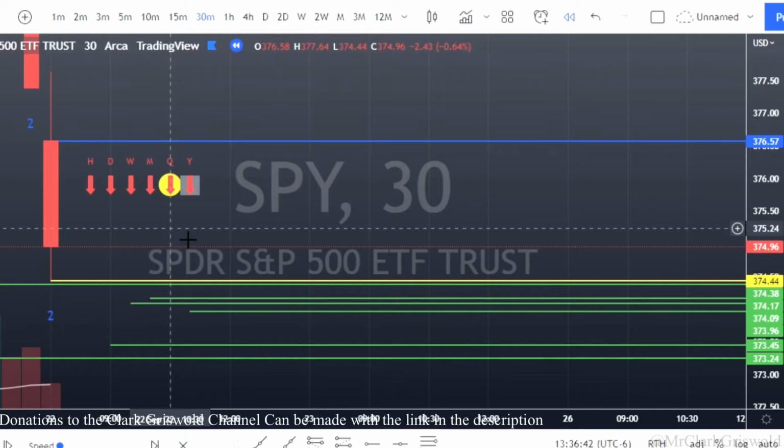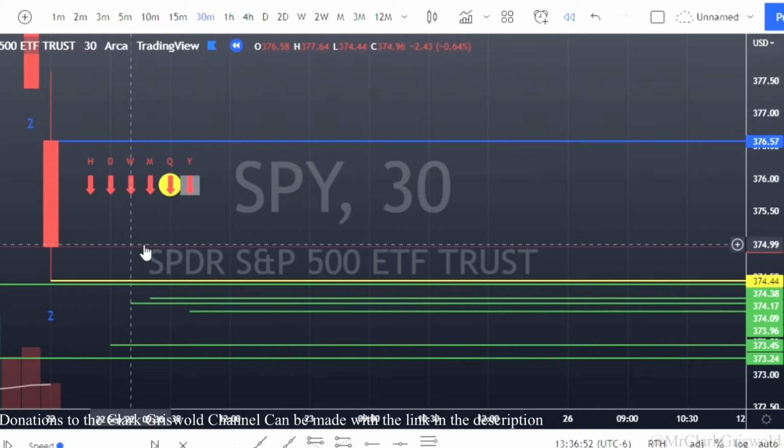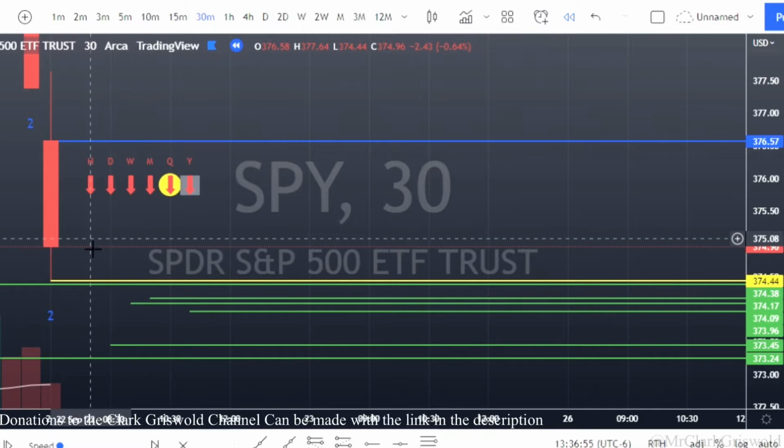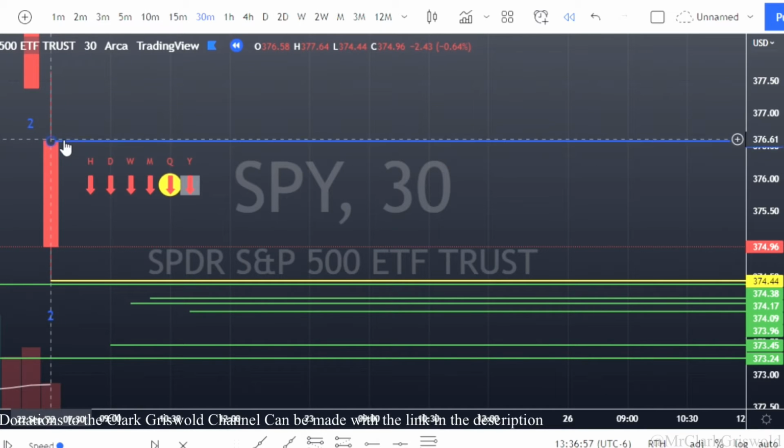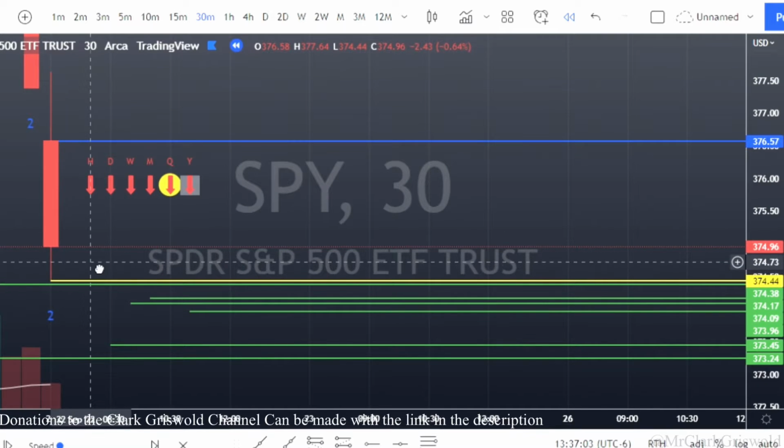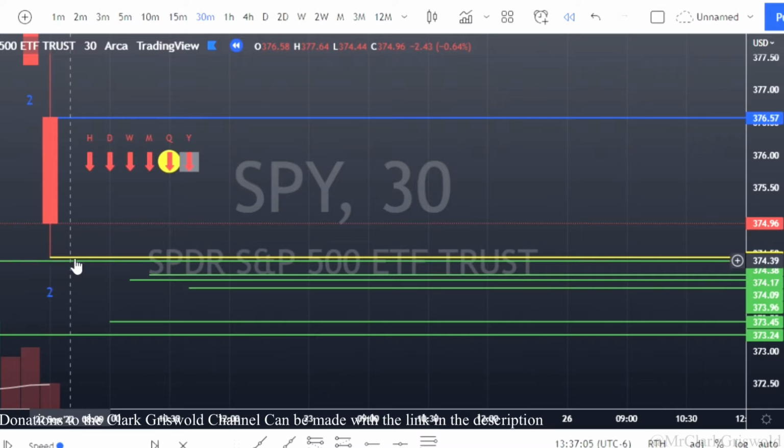Is it possible that it doesn't? It definitely is. The probability of it not working is just less than normal, but there is still that element of risk. So this is the first 30-minute bar. We opened, we came back up, we filled that gap, and then we trended back down. So we are looking for a trigger of the bottom of this wick, and that's what that yellow line represents.